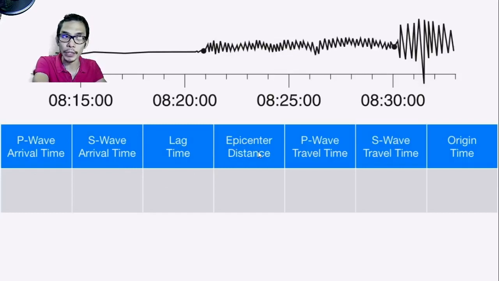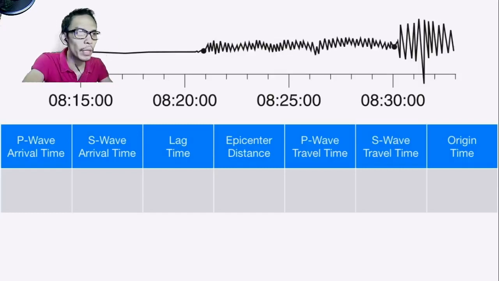After getting the epicenter distance, we will get the P wave travel time. How long did the P wave travel from the epicenter to the place where the seismograph is located? As well as the S wave travel time, and we will find the origin time. How far did these two waves travel respectively from the epicenter to the seismograph that detects those particular waves.